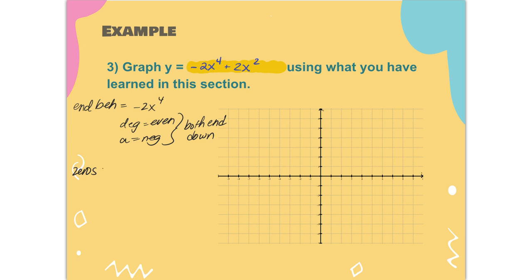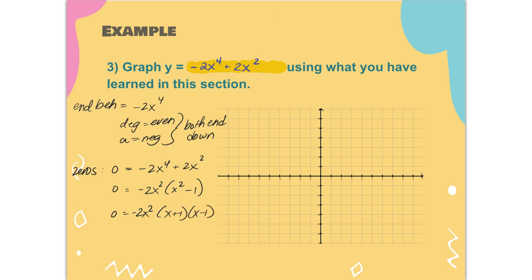Now, when I'm solving for my zeros, I set the whole equation equal to 0. And what I'm going to do is pull out my GCF here. I'm going to pull out a negative 2 x squared, and that's going to leave me with an x squared minus 1, okay? And then I can factor a little further because I know x squared minus 1 is x plus 1 and x minus 1.